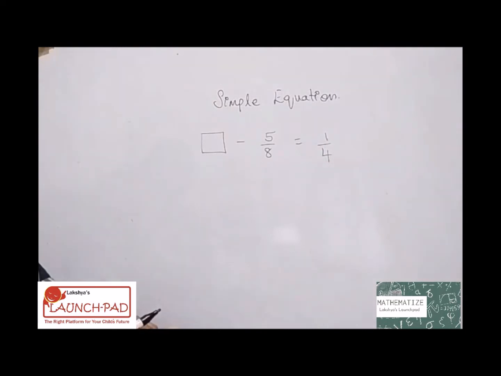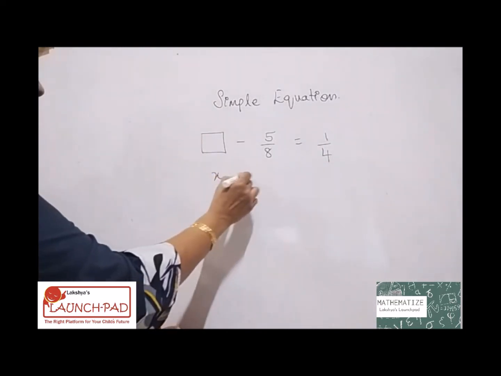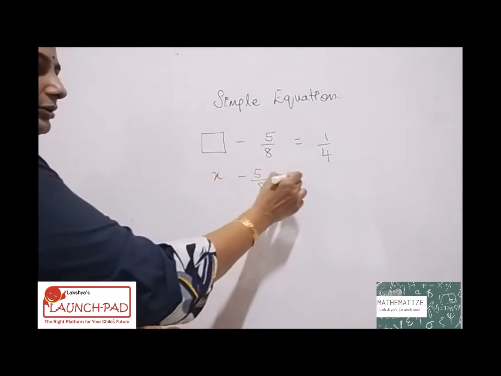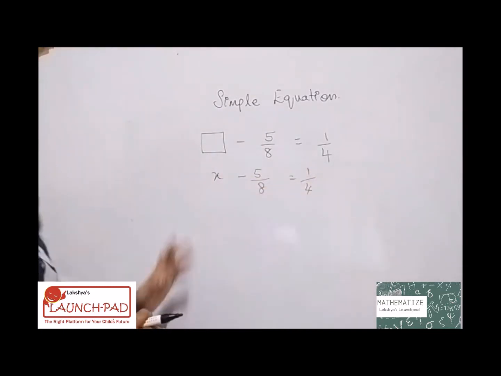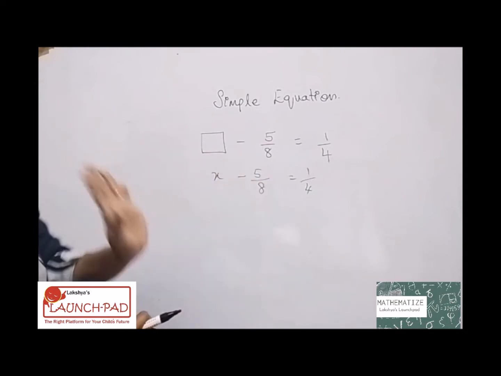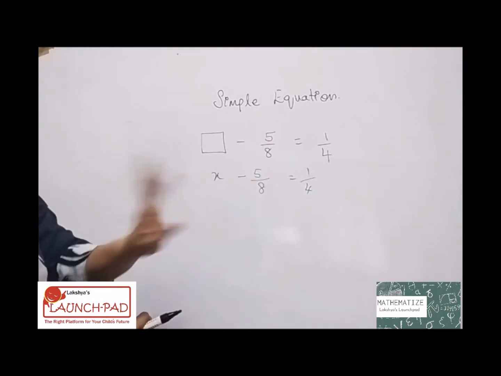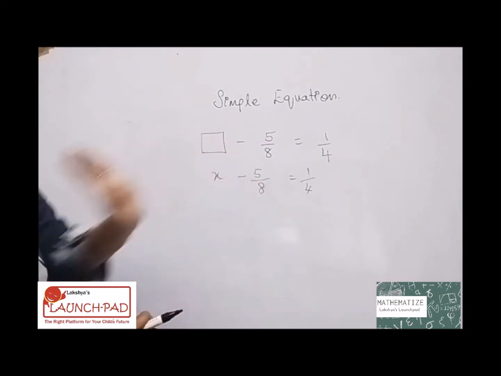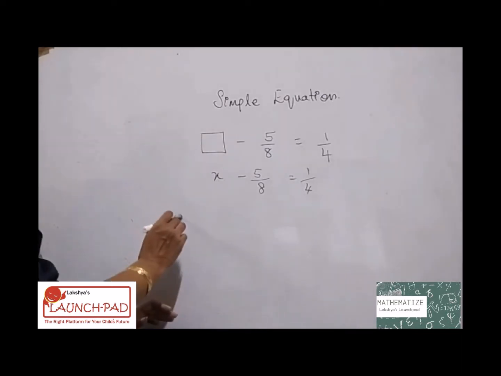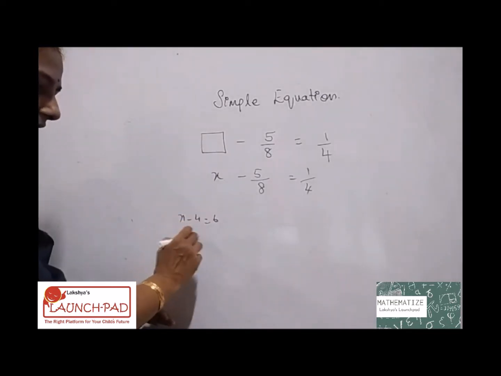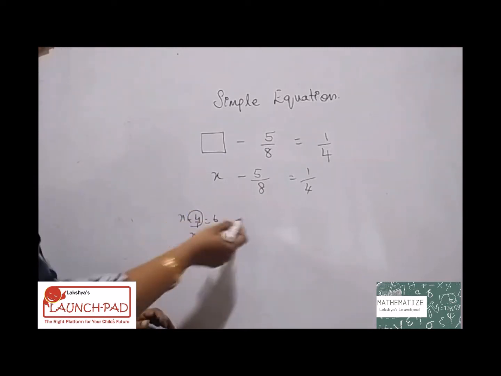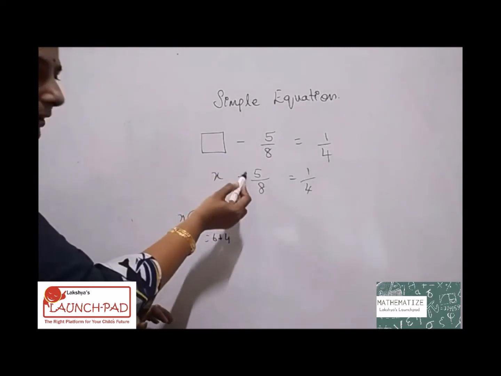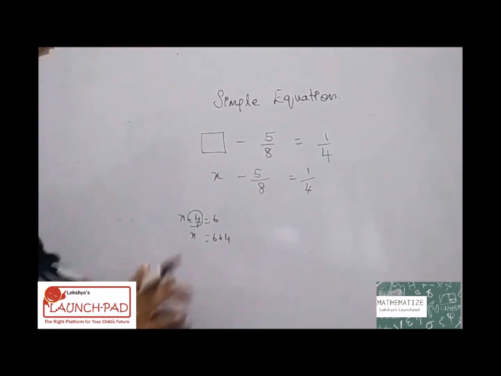Same concept. Consider this box as x: x minus 5 by 8 equal to 1 by 4. What happens to minus 5 by 8 when it goes here? Plus. It becomes plus 5 by 8. The positions will not change just because it is a fraction. I can change 4 by 1 to 1 by 4 only if it is multiplication. If it is plus or minus, I can't do that.